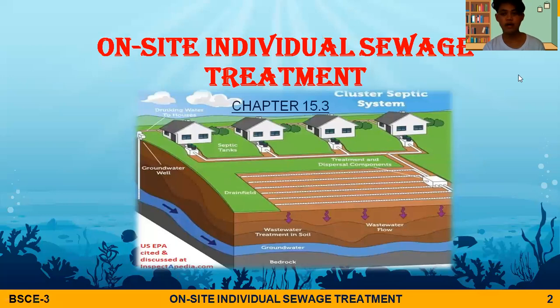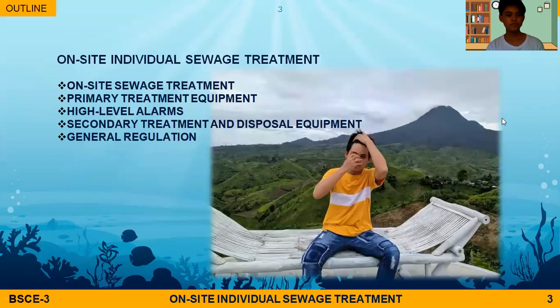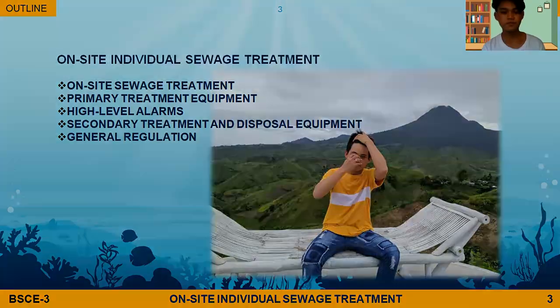My topic is all about on-site individual sewage treatment, found in Chapter 15.3. We are going to discuss the five subtopics in this chapter: the OSST system, which is the on-site sewage treatment, primary treatment equipment, the high-level alarms, secondary treatment and disposal equipment, and the last one is the general regulation.